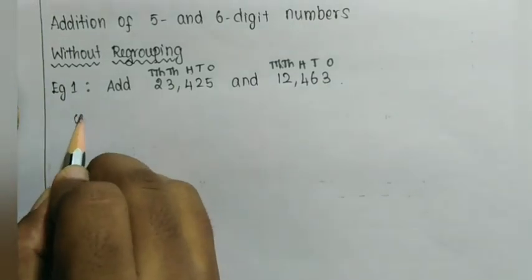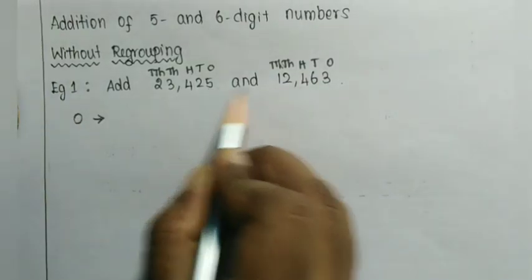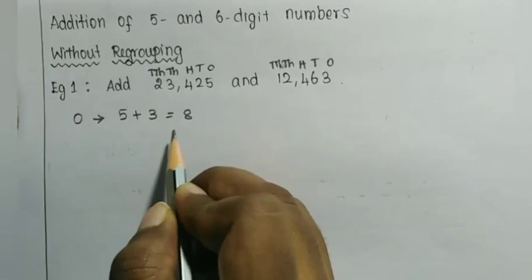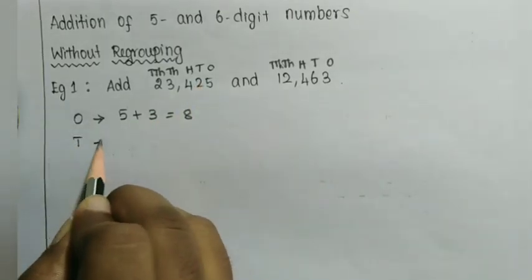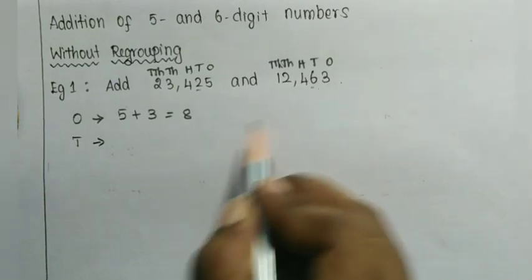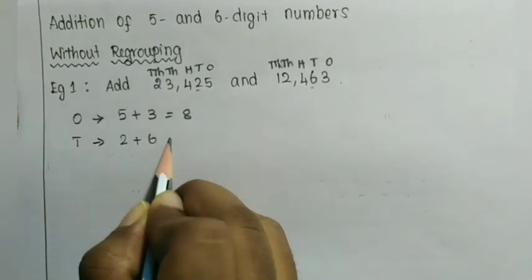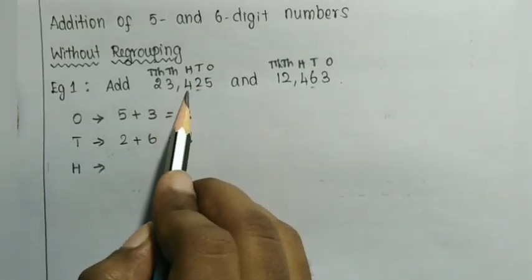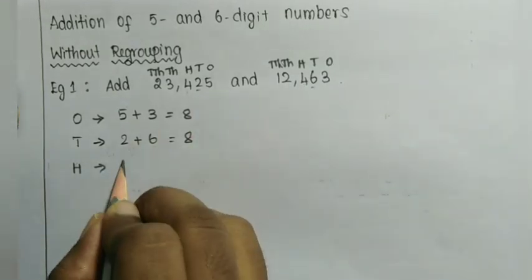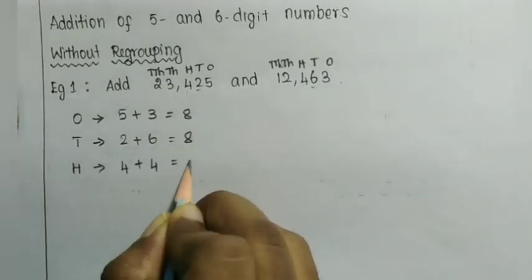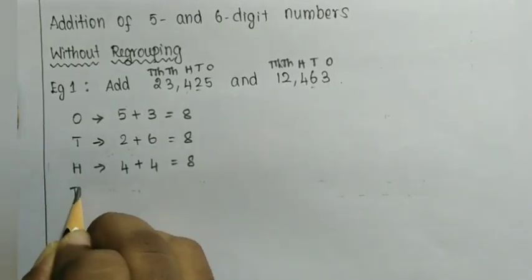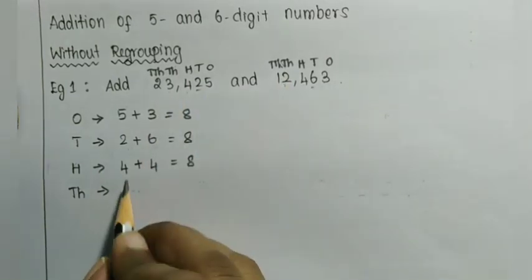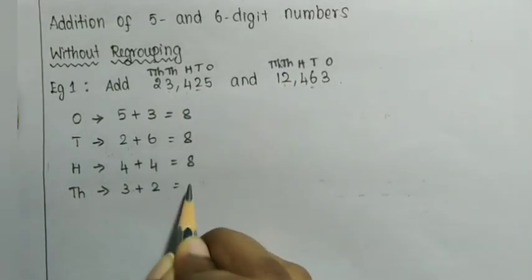Like, in ones, the digits present are 5 and 3. So, let us add 5 and 3, which gives you 8. In tens, we have 2 and 6. So, 2 plus 6 will give you 8 again. Hundreds. So, in hundreds you have 4 and here again you have a 4. So, 4 plus 4 is equal to 8. Thousands position. So, in thousands you have 3 and in this number you have 2. So, 3 plus 2 is equal to 5.